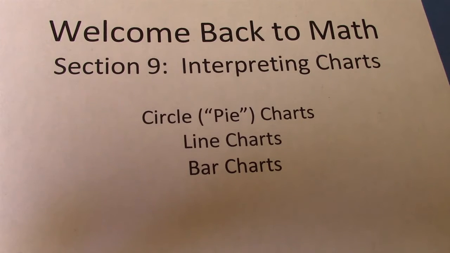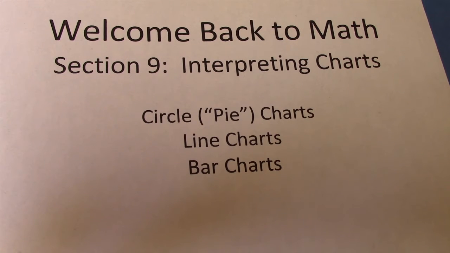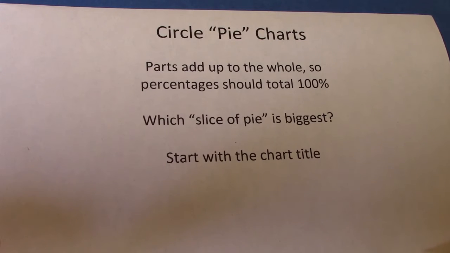Welcome back to Math. This is Section 9 on Interpreting Charts. We'll talk about circle or pie charts, line charts, and bar charts. Charts display data visually. A chart tells a story quickly and effectively. It's easier to interpret charts when you are familiar with the three main kinds of charts and their parts.